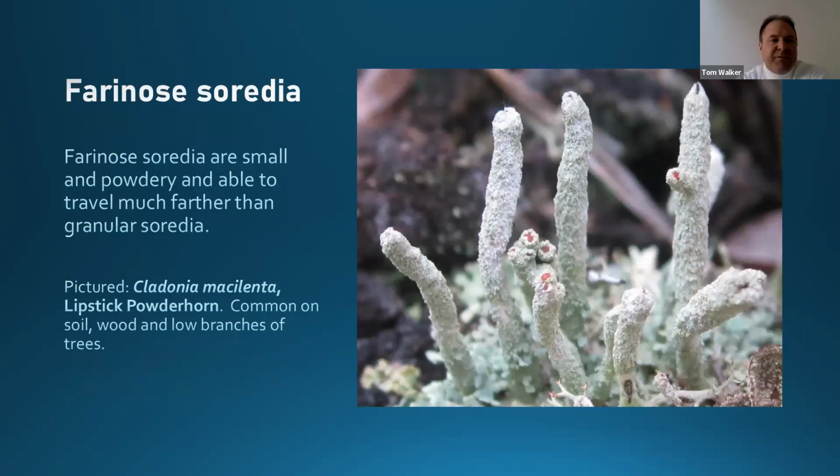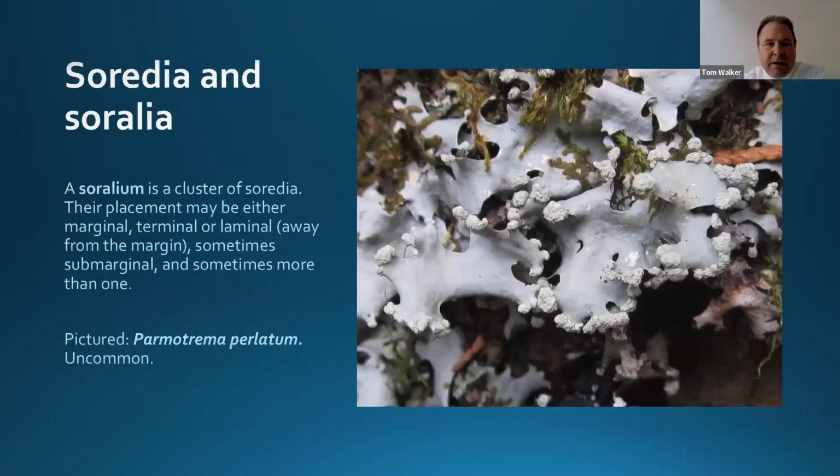So there's granular and farinose soredia. Farinose soredia are just much smaller and powdery. On the surface of these, that little powdery substance, those are all farinose soredia, and those can travel further than granular soredia. And this is lipstick powderhorn. So a soralium is a cluster of soredia, and their placement may be either on the margins at the tips or what they call laminal, which just means away from the margins. And you can see on this lichen there are these little clusters of balls, and those are all clusters of soredia, and a little cluster is called a soralium.